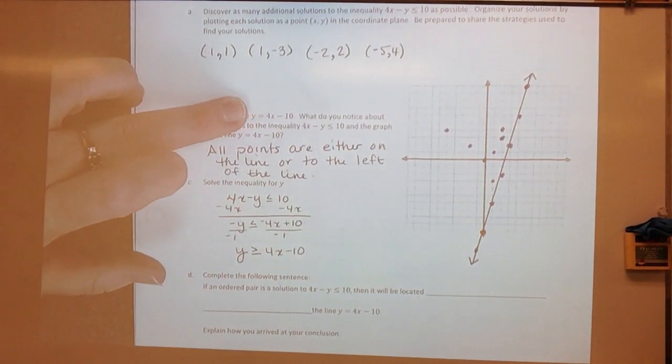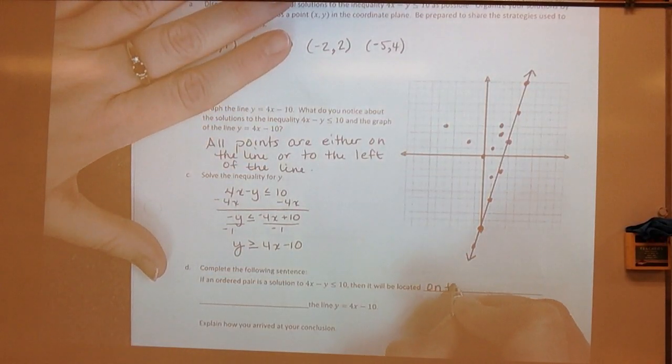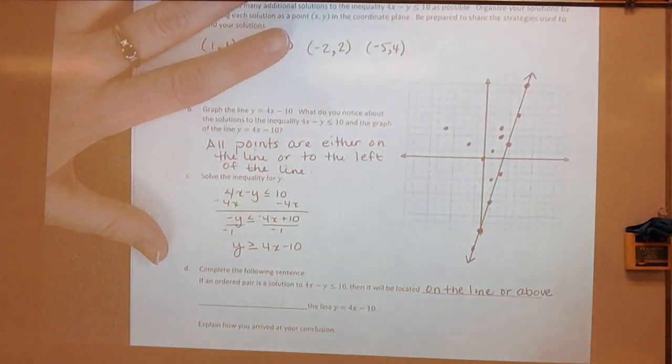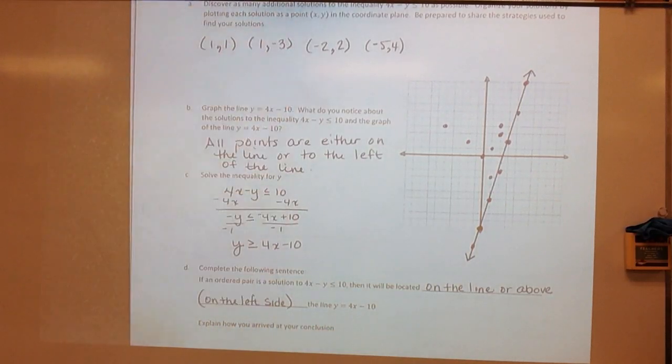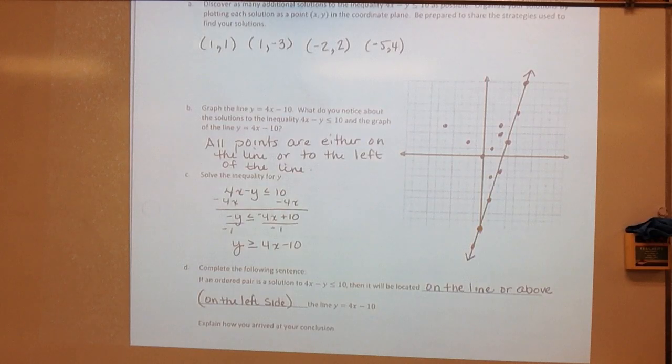Now look at this in comparison to my actual equation. Interesting. So it says complete the following sentence. If an ordered pair is a solution for 4x minus y is less than or equal to 10, then it will be located where? It will either be located on the line or above, meaning above the line, or we would say to the left. So we call this above the line or to the left of the line y is equal to 4x minus 10. Explain how you arrived at your conclusion.